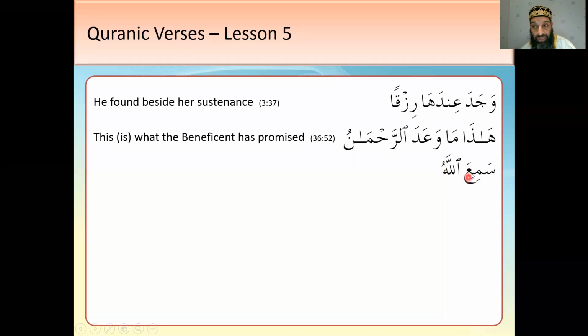Like in the example of Musa alayhi salam. Sami'a Allah means he heard Allah. But Allah is marfu here, so Allah is doing the hearing. So Allah heard. Right.